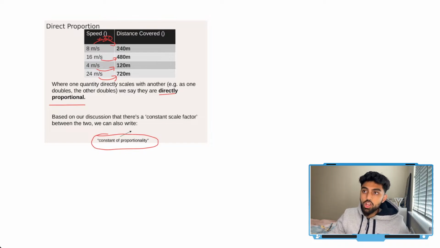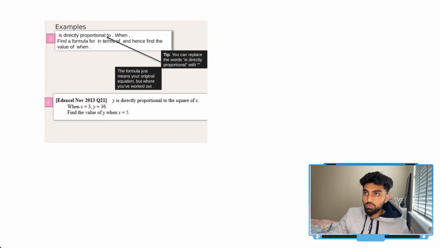Okay. So what I'm going to do now is show you a real life example of an exercise question, or an exam question, so to speak. I've just realized that some of my variables have gone missing. So bear with me. This is supposed to say x. Actually, we'll do y is proportional to x. Y is directly proportional to x.